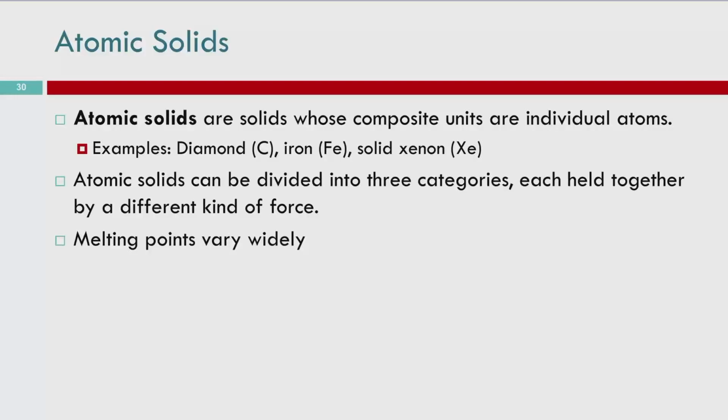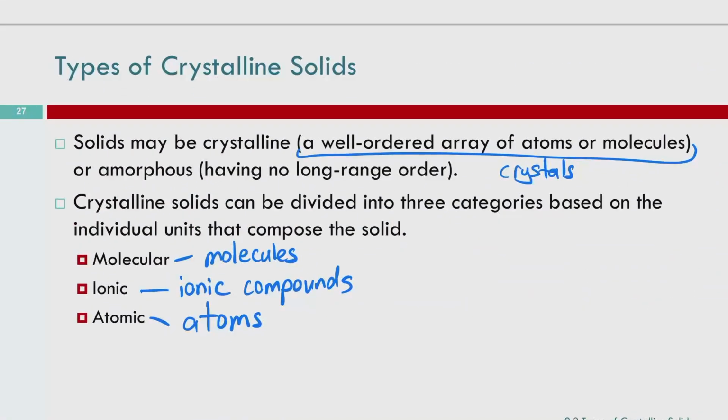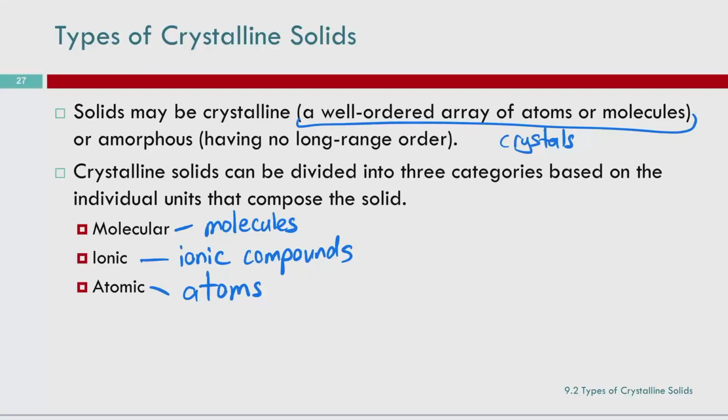Last class, we talked about some stuff. Some of that stuff included types of crystalline solids, so solids that form crystals. And there were 3 types of crystalline solids. Crystalline solids, remember, have a well-ordered array of atoms or molecules. So if you zoomed in at their smallest level, you'd see repeating patterns over and over.